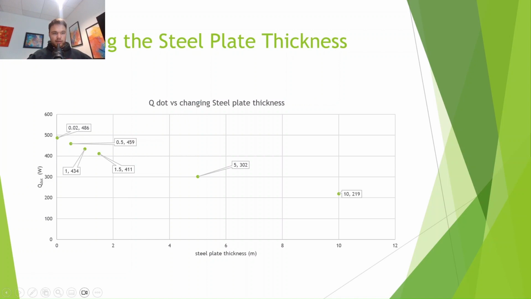Then adjusting the steel plate thickness. The Q dot is going to be decreasing as it gets bigger and bigger, which, if feasible, we want to actually increase our system and make it slightly bigger. We started right here. This is our worst value, our highest value.